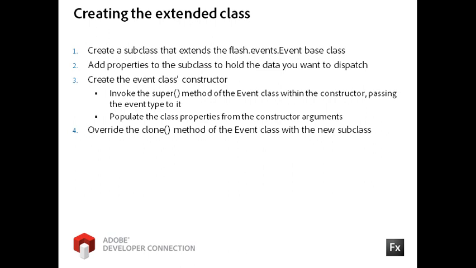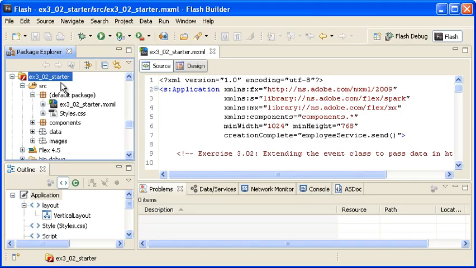Lastly, if you are creating a class that needs to bubble, then you will override the clone method of the Event class to create a duplicate of the event object for bubbling. You learned about bubbling in an earlier video, but overriding the clone method is outside the scope of this series.